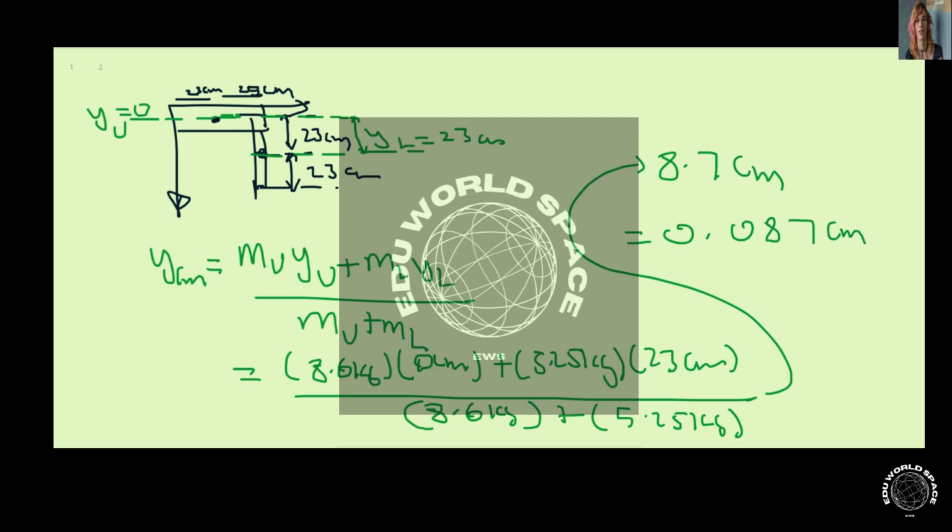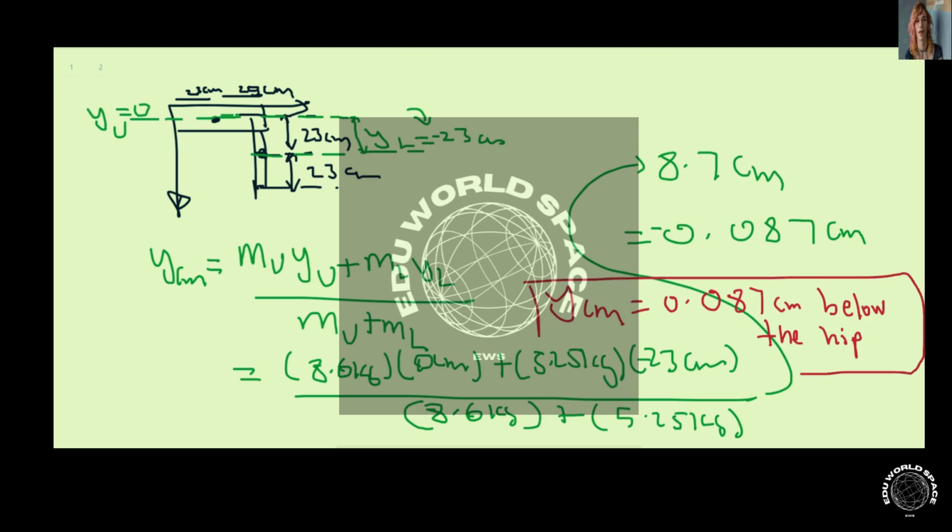0.008 centimeters. Now, here's the deal. This one, you can think of it as a minus if you want to, because it's dipping downwards. So the whole thing becomes a minus. That simply means that y center of mass happens to be 0.087 centimeters below the hip. Okay, so it's dipping downwards.